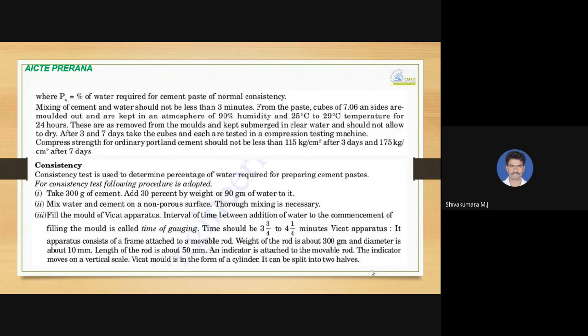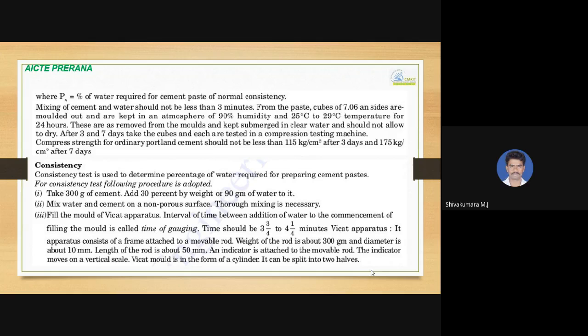So in this, what we'll do, we'll have a Vicat apparatus with a mold, and there will be different needles and plungers. In case of consistency, we'll use the plunger. In case of setting time, we'll use needles, different needles for initial setting and final setting time. Approximately 300 grams of cement will be taken, and you can start with around 20 to 23 percent of water, approximately 23% by weight of cement.